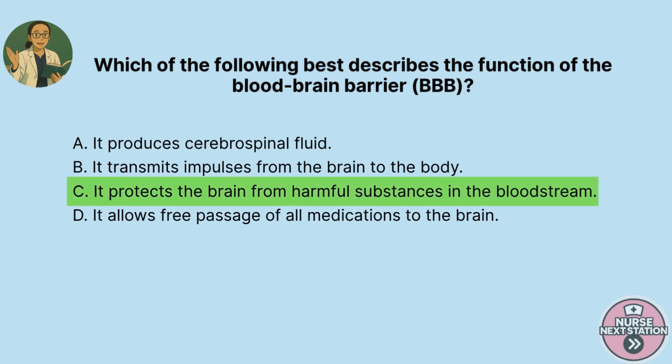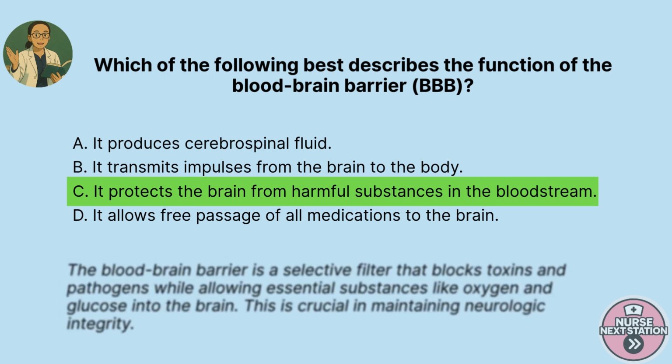The correct answer is C. It protects the brain from harmful substances in the bloodstream. The blood-brain barrier is a selective filter that blocks toxins and pathogens while allowing essential substances like oxygen and glucose into the brain. This is crucial in maintaining neurologic integrity.